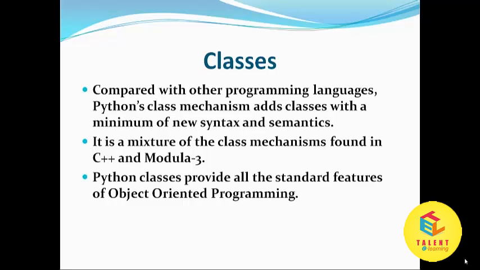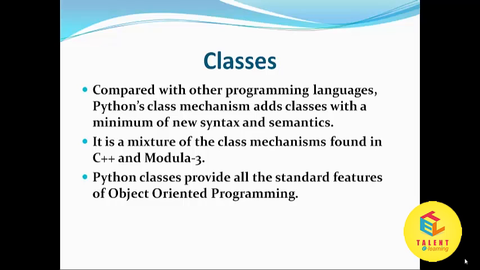Compared with other programming languages, Python's class mechanism adds classes with a minimum of new syntax and semantics. It is a mixture of the class mechanisms found in C++ and Modula-3. Python classes provide all the standard features of object-oriented programming. The class inheritance mechanism allows multiple base classes.